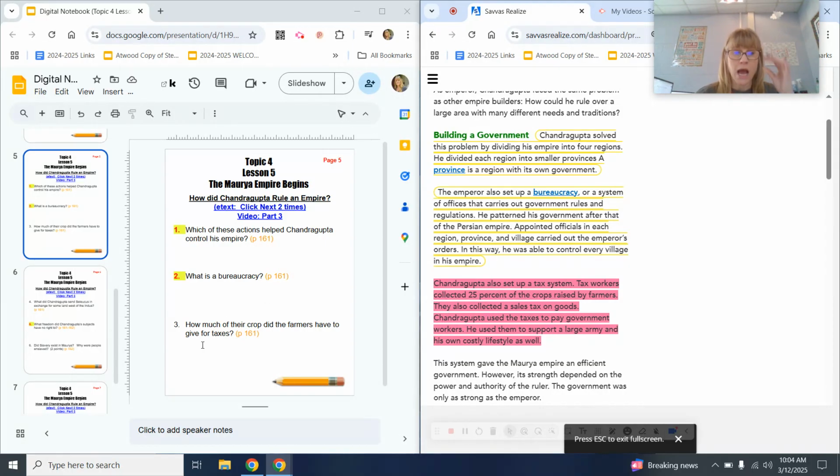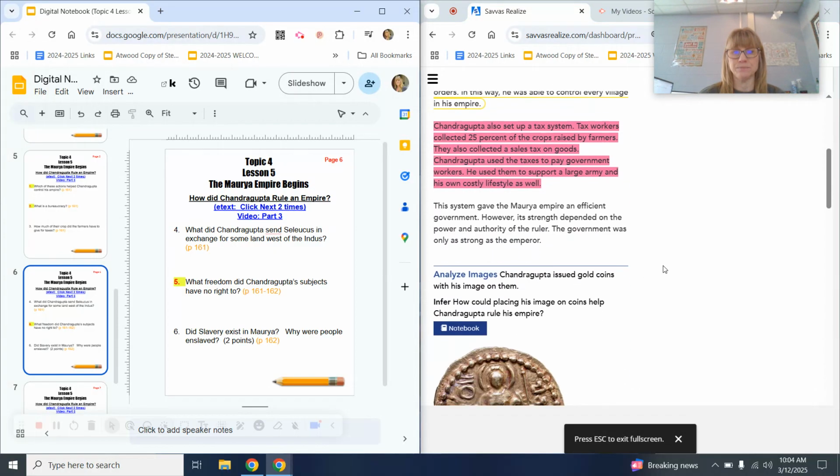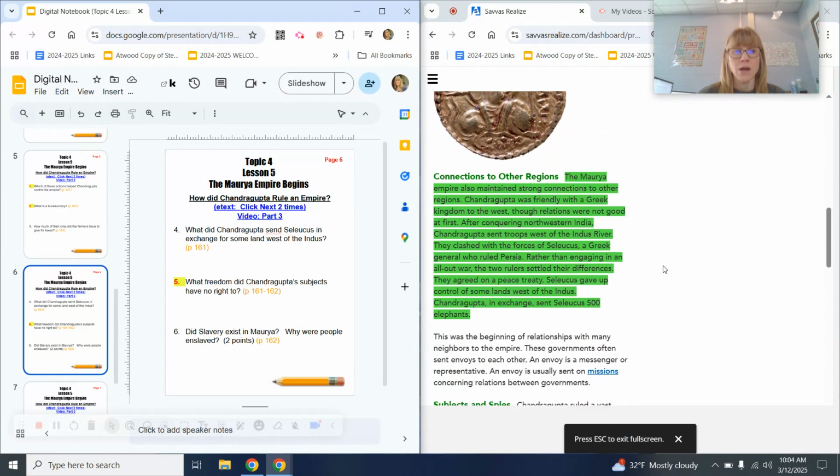Number 3, how much of their crop did the farmers have to give for taxes? You're looking for a percentage, and it is in this pink highlighted paragraph. Let's move on to page 6. Number 4, what did Chandragupta send Seleucus in exchange for some land west of the Indus? You'll find that answer in this green highlighted paragraph. Let's go ahead and listen now.